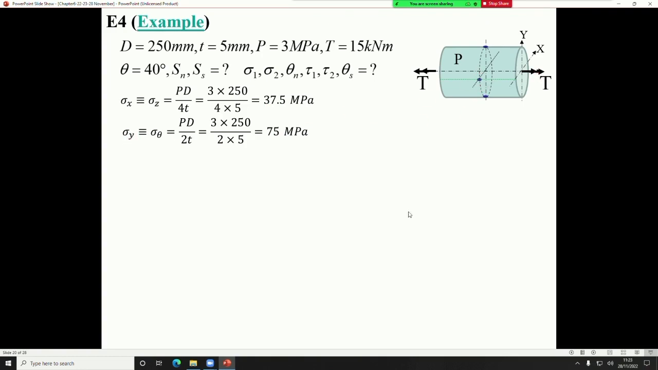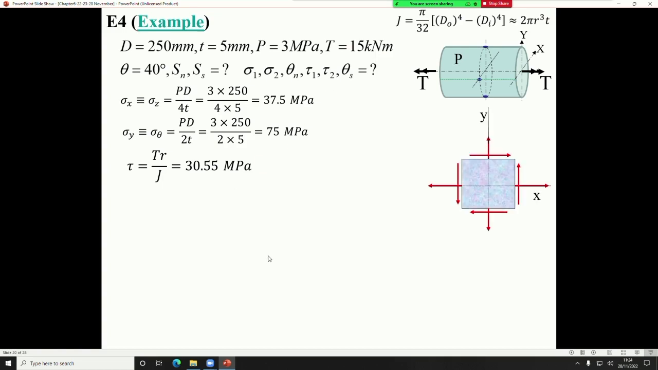For the torsion, we've got a shear stress of TR over J. You can use T equal to 2AQ, but this is just a uniform thin-walled tube. For J, you can either use pi over 32 times the fourth power of outer diameter minus the fourth power of inner diameter, or an approximate solution of 2 pi r cubed t. So shear stress is equal to T r over J, where r is equal to 150, and J is whatever value you get, with T of 15 kilonewton meters. So these are the stress components for us.